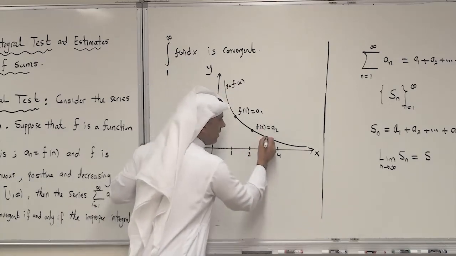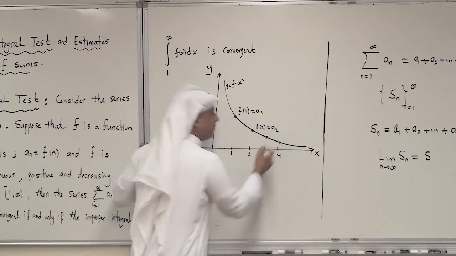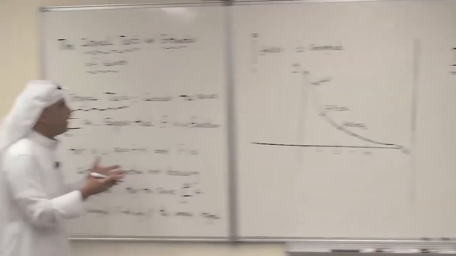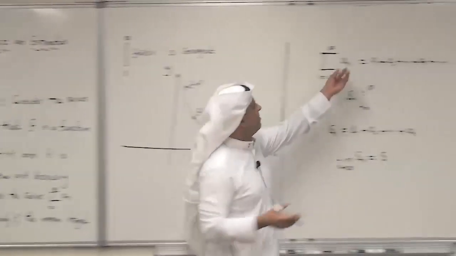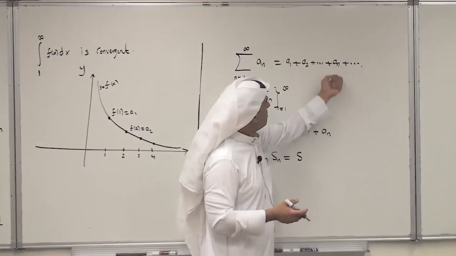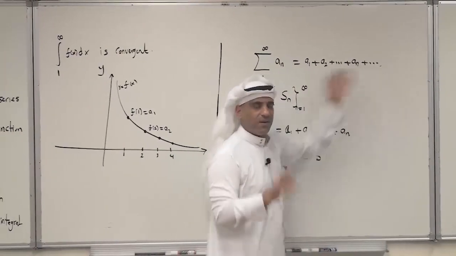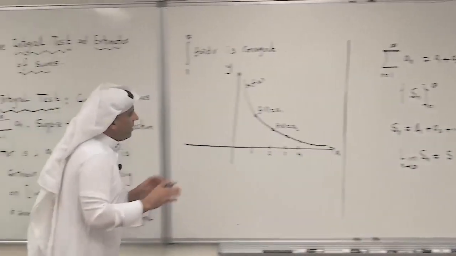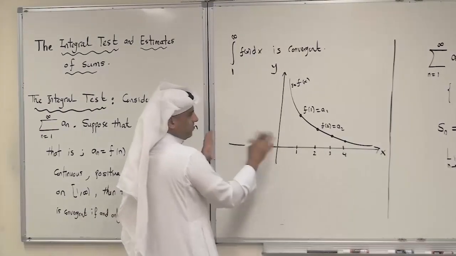F of 3 here is A3. F4 is... what's our target? Our target is to discuss this sum: A1 plus A2 plus A3 plus A4 plus ... An, etc. Okay, so what we will do, we will look at this in two different ways.